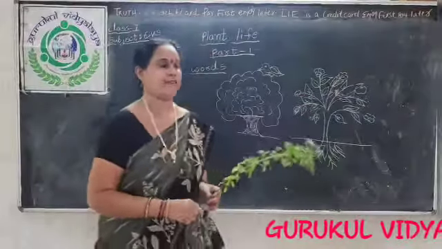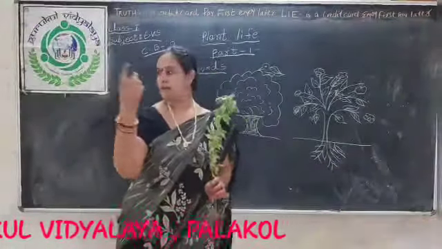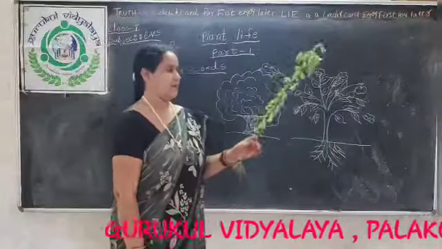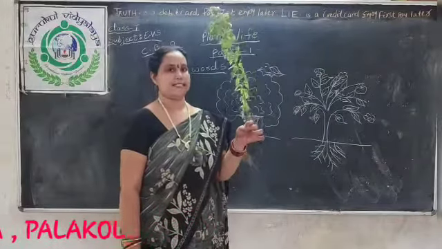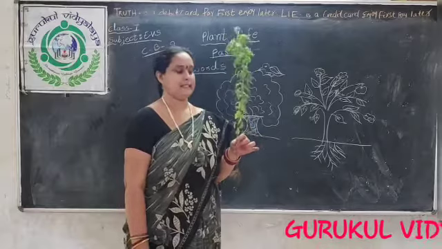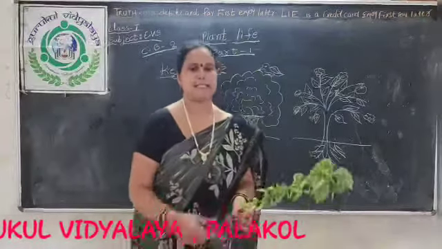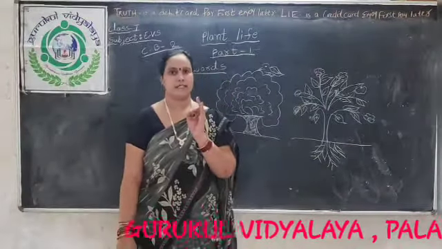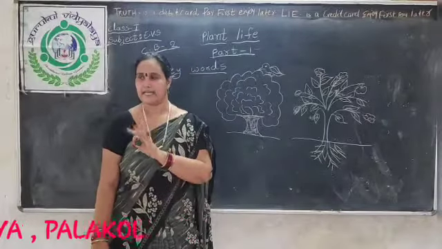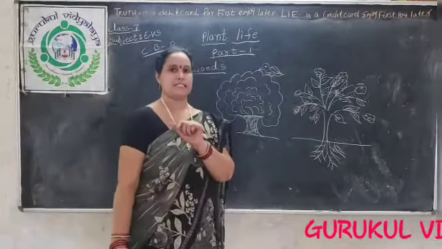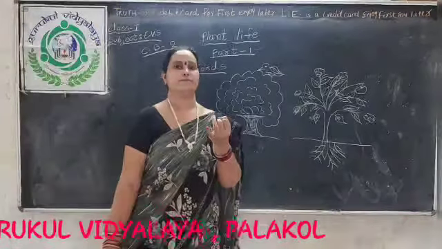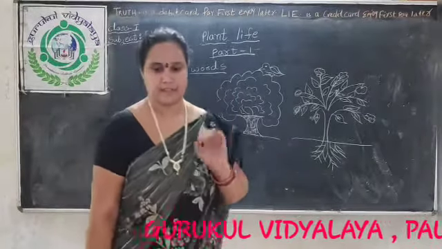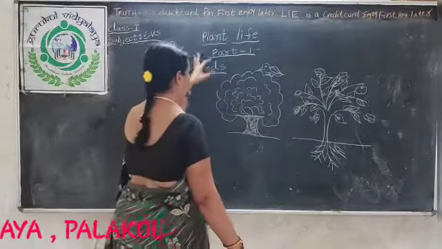Trees, plants, if you see the surroundings, we can find different types of plants and trees. See, I am showing one more plant here, a small plant. Plants and then trees. Say some names of plants: rose plant, mint, banana plant. Next is trees. Say some trees. Mango tree, banyan tree, etc. We can discuss this in the lesson on plant life.